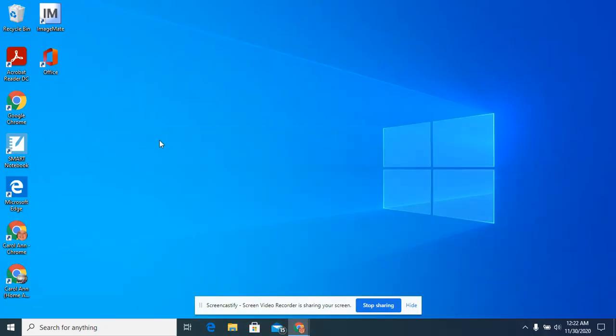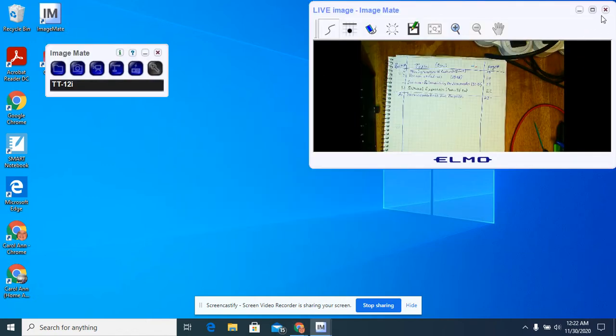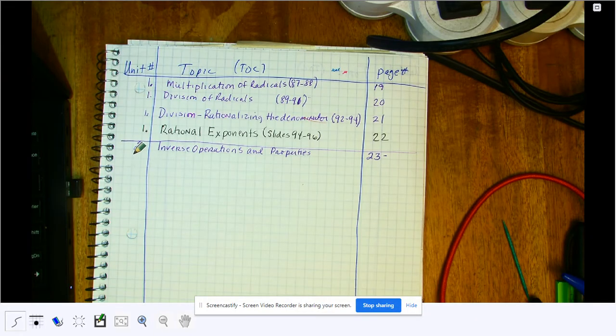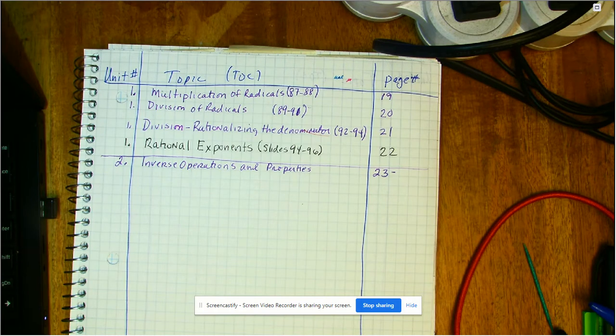Okay, today we're going to talk about inverse operations and properties. This is the beginning of our unit for solving linear equations in one variable. So we're starting unit 2, inverse operations and properties, and this is going to be on page 23 and 24, at least, maybe 25 in your book.